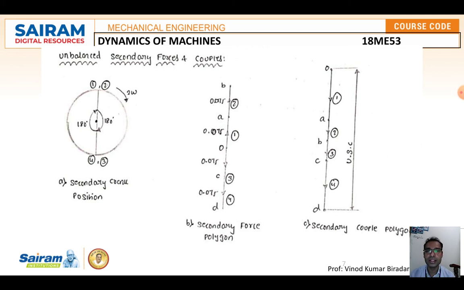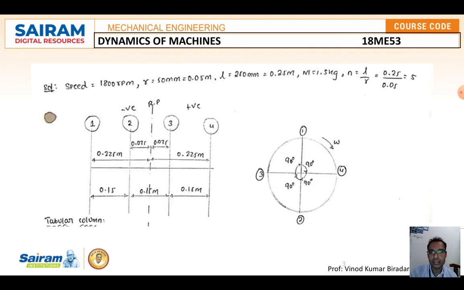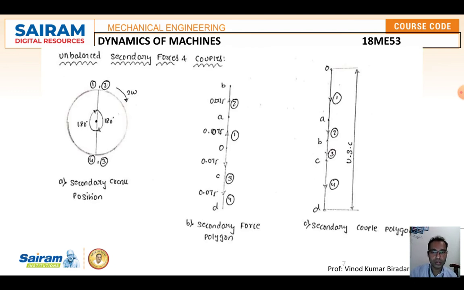This is the secondary crank position. Coming to figure B, the secondary force polygon, how do you construct it? From this diagram, look at the reference plane, 0 to 2 and again the reference plane to 1. At the middle of the plane, the right hand side you consider as negative, and the left hand side as positive. So I have drawn it here. The distance 0 to a is 0.075, and again a to b is 0.075. Going downward, because it is a negative value, 0.075 to c, and again c to d is 0.075.